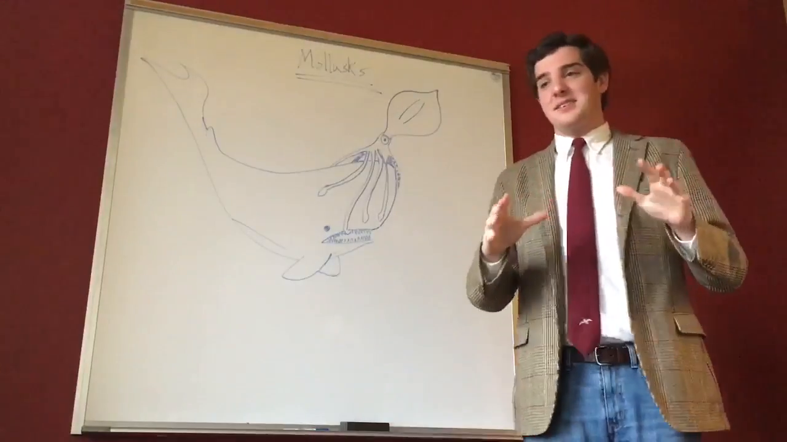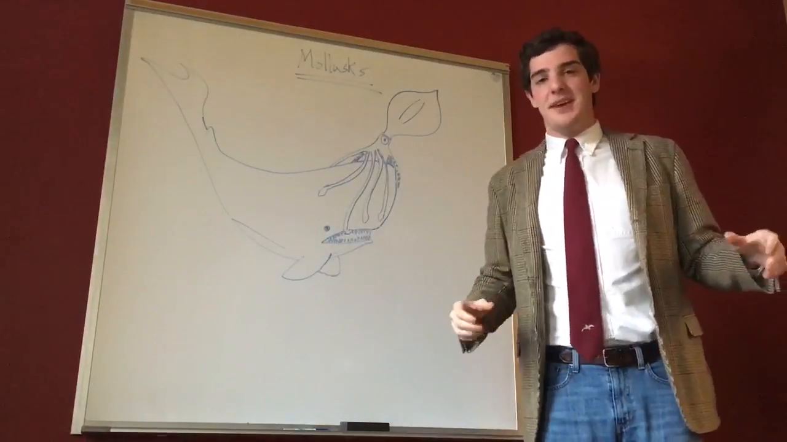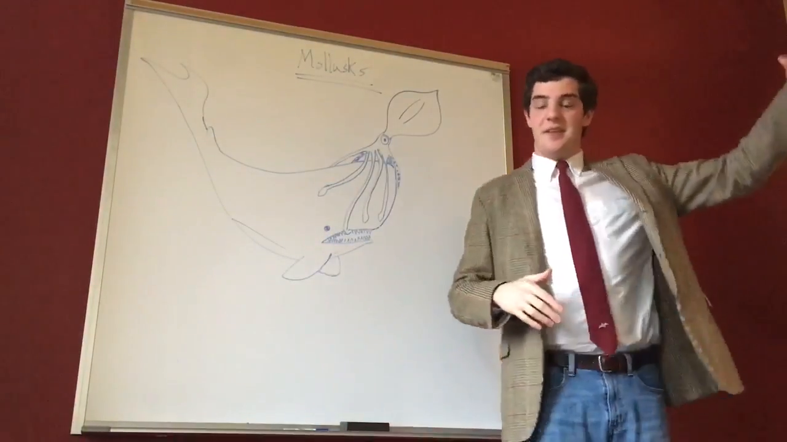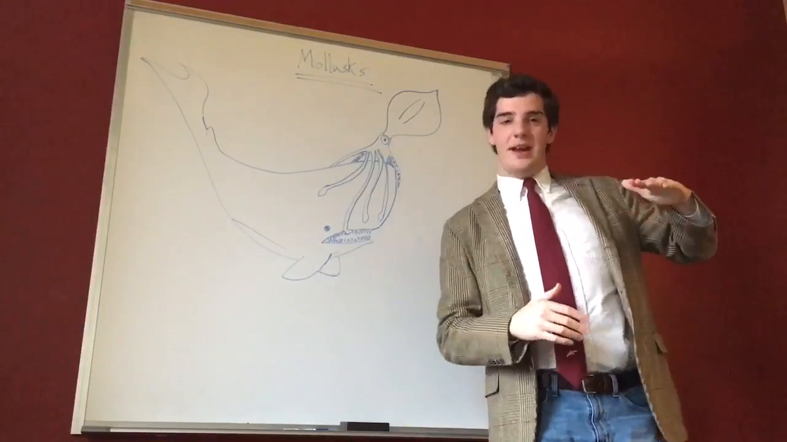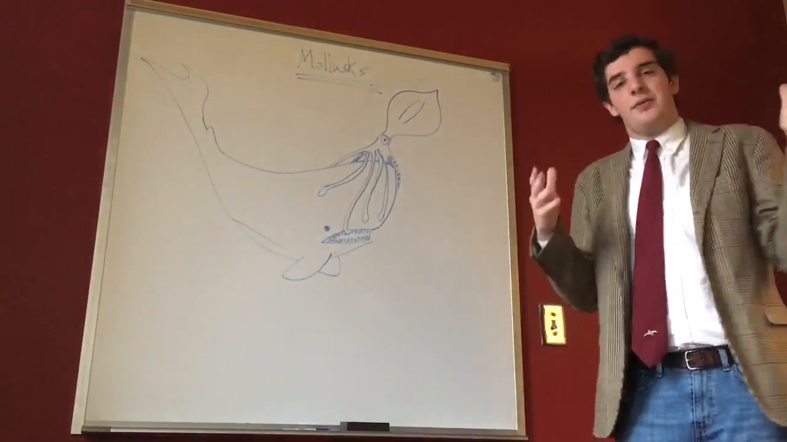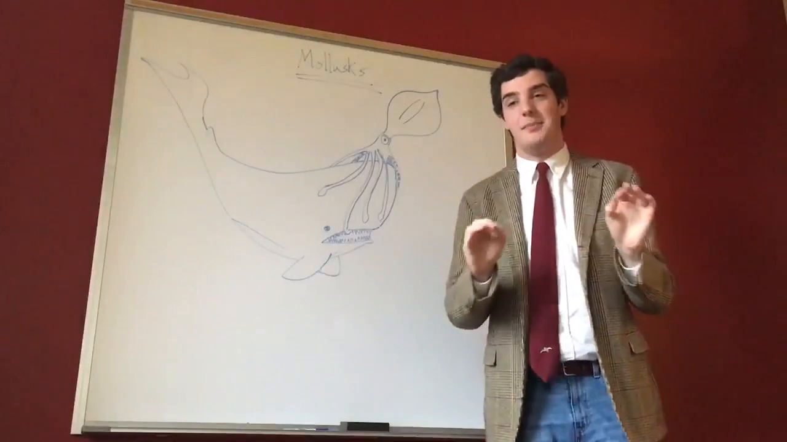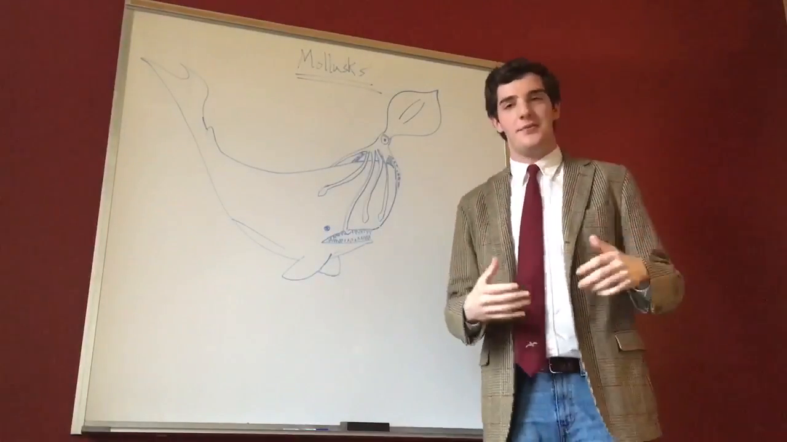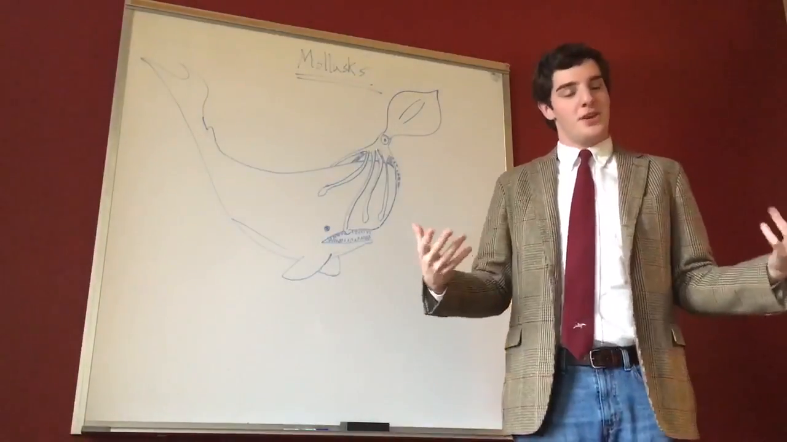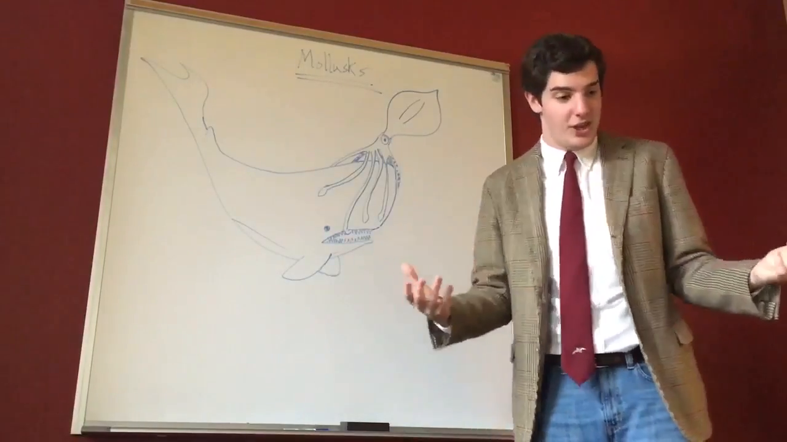Anyway, mollusks, in the grand taxonomic scheme of things, are a phylum, which is to say they are right below kingdom and right above class. Now, the word mollusk comes from the Latin term mollusca, which means soft. It refers to the soft tissue that almost all different types of mollusks share.